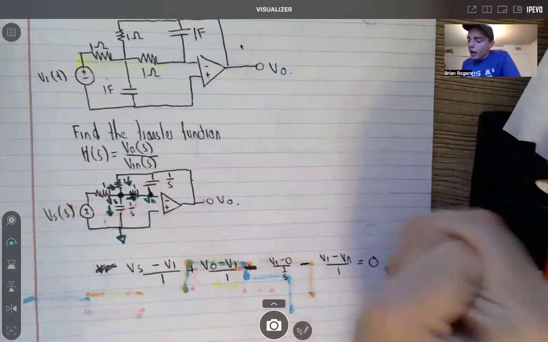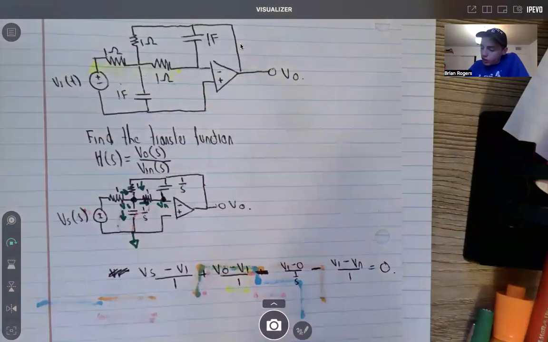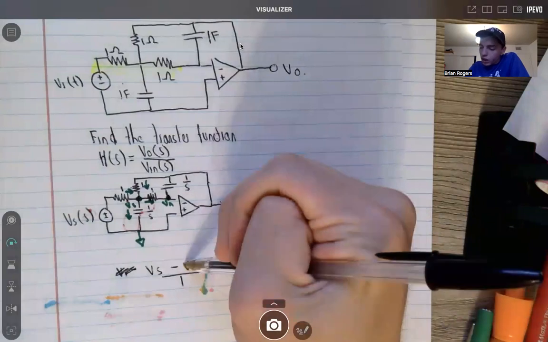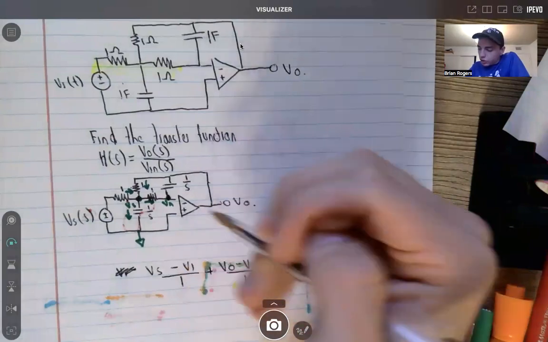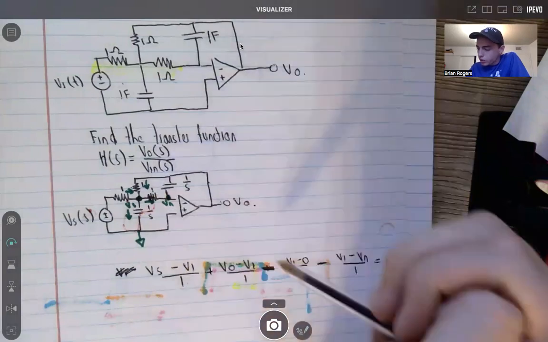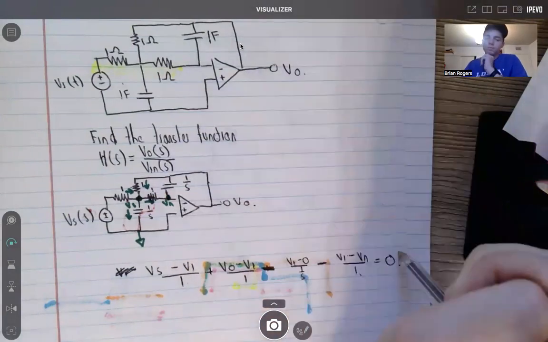So that basically just represents our currents here. This arrow is represented by the voltage over the impedance, this arrow by the voltage over the impedance, this arrow by the voltage over the impedance, and this arrow by the voltage over the impedance. Set it all equal to 0.